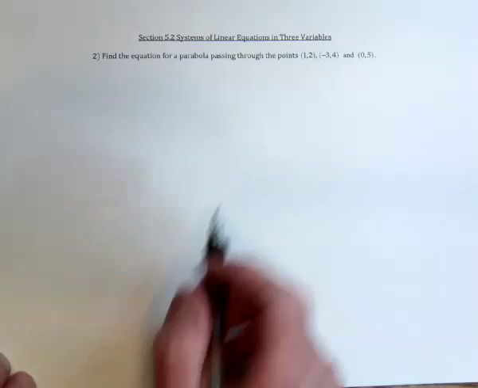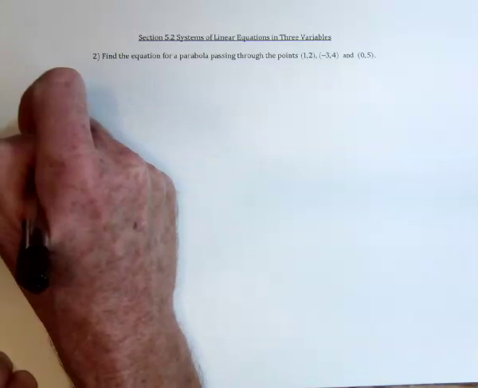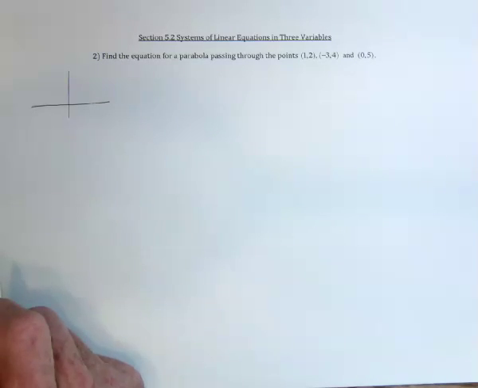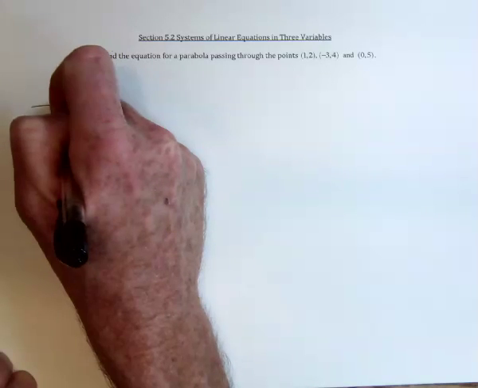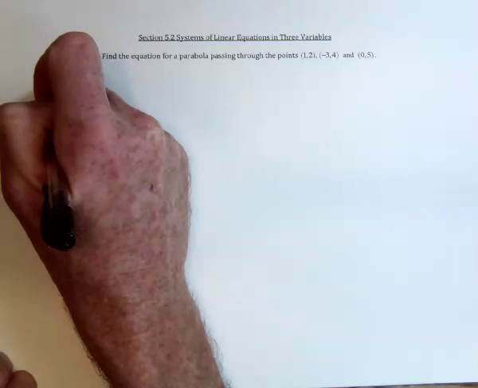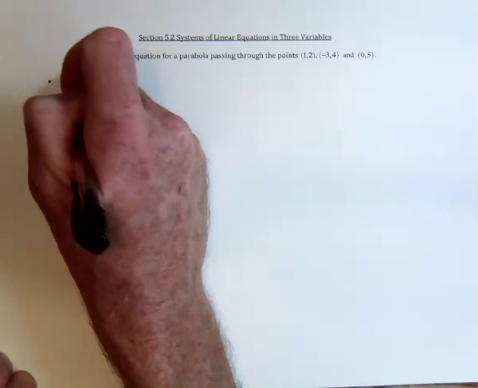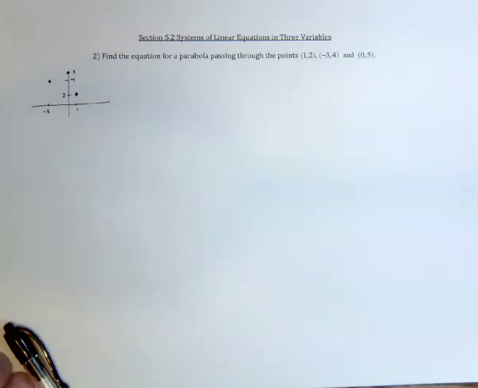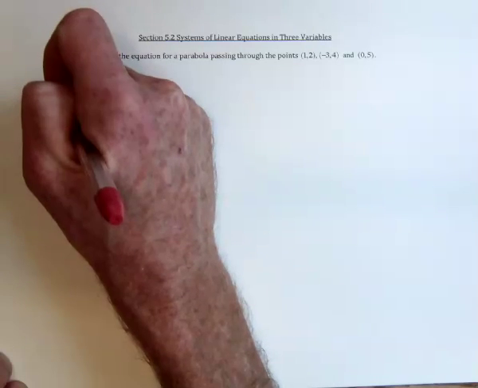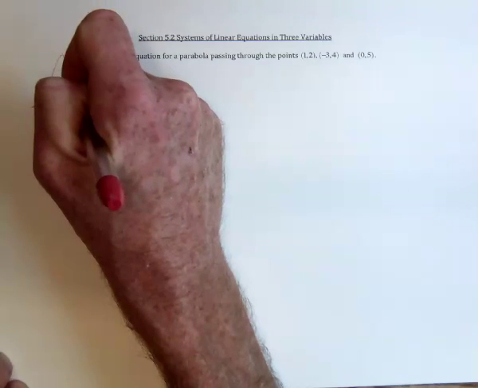Here's an interesting example of using three equations and three variables with just 3 points. So let me sketch a graph over here. With just 3 points, 1, 2, -3 and 4, and then 0, 5, it's possible to find a parabola, and actually just one parabola, that will go through those 3 points. So based on how these look, I'm thinking that it looks something like this.